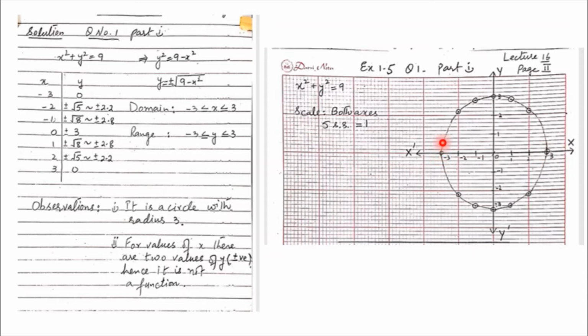Now take your pen or pencil with whatever you are using and join all these points by a smooth curve and you will get your graph. And what is this graph? What is our observation? It is a circle with radius 3. And for one value of x, we get two values of y, which means it is not a function. You can also try the vertical line test. If you draw a vertical line on this graph, it will cross through 2 points of the graph. So it is not a function. Let's get to our next.